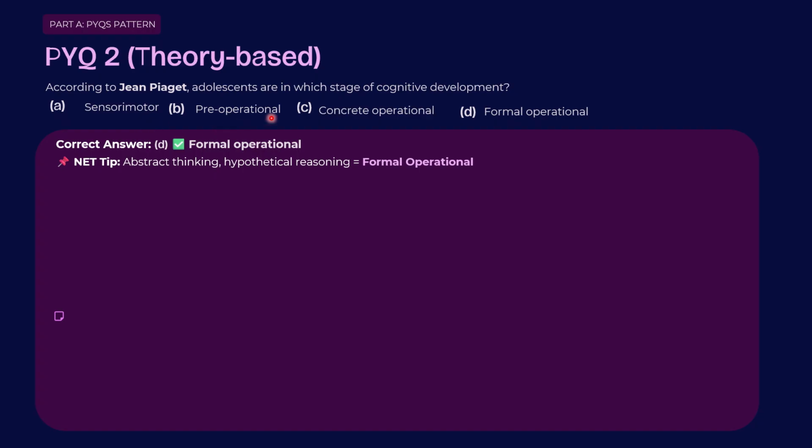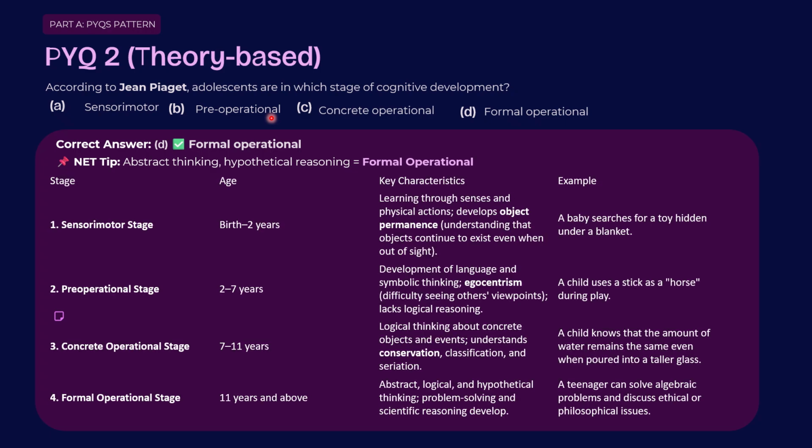Next, option B, pre-operational stage. This stage belongs to children between 2 to 7 years. Children develop language and imagination but cannot think logically. So this stage does not apply to adolescents.